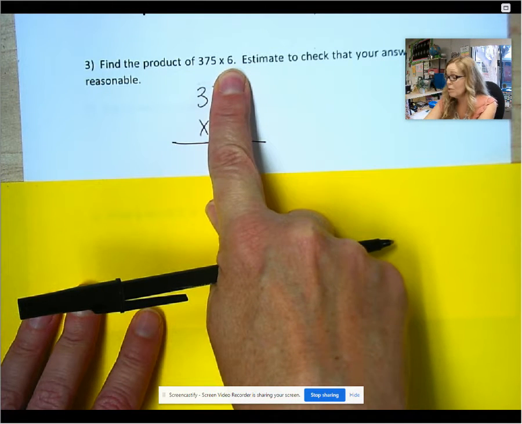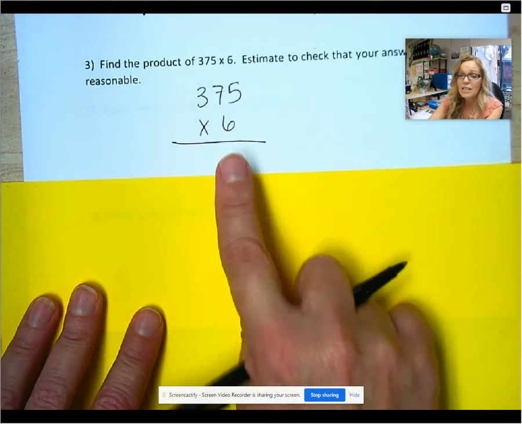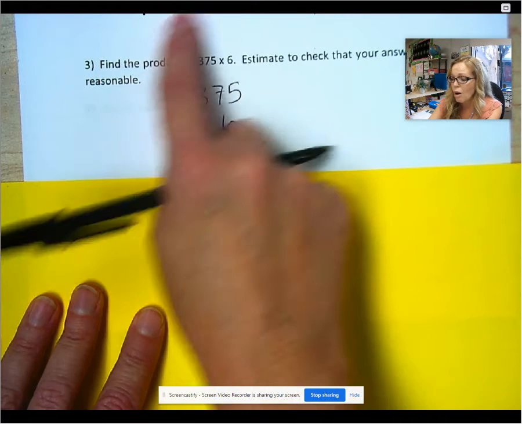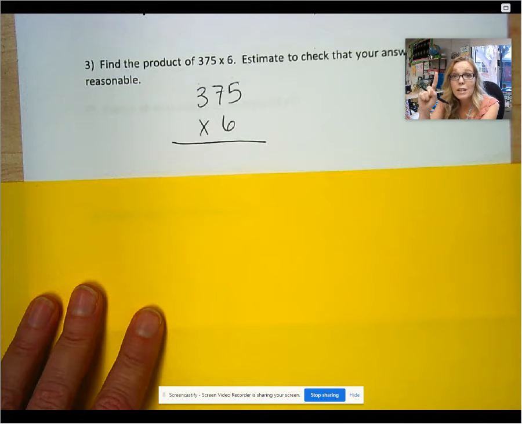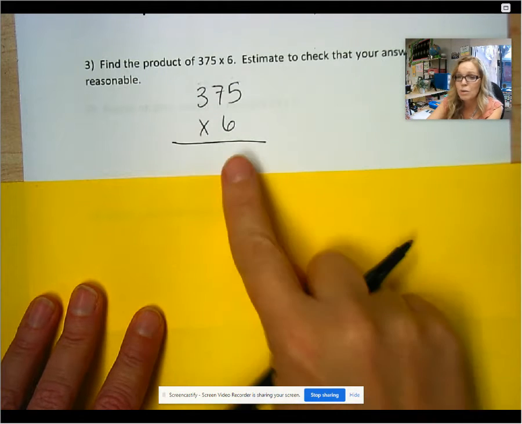Maybe you're greater skilled than I am. I need to rewrite my problem and solve. Here's the second part of that. If you see this on your test, know, number one, you have to solve and get the actual answer.